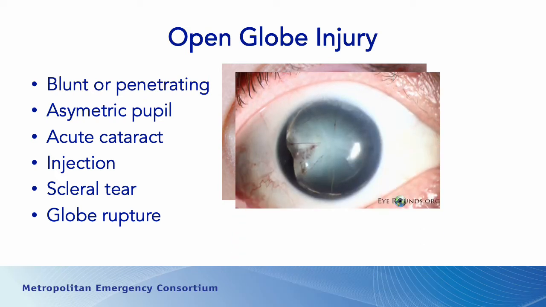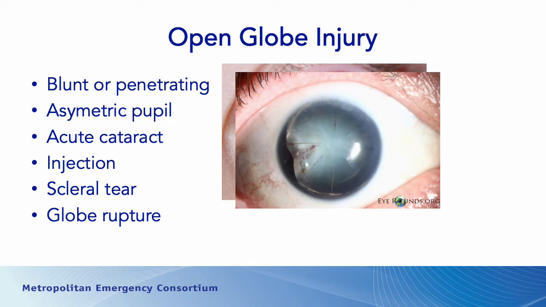How about this one? So here you have an eye, and you see this big white thing sitting here. Well, that's a traumatic cataract. So it went from being a clear lens to now a cloudy lens because there was penetration through the eye. It hit the lens, and it developed a cataract.